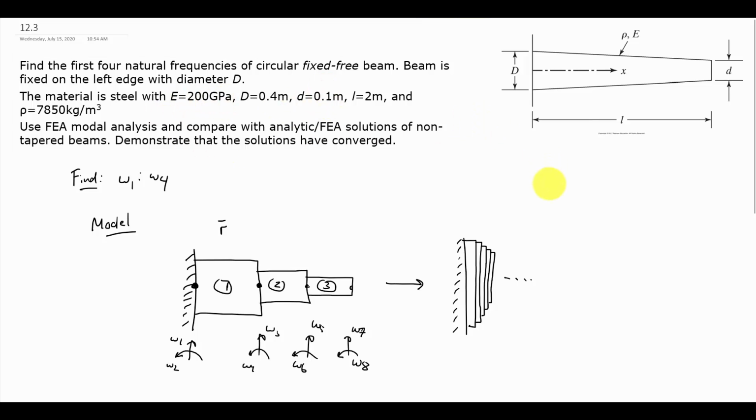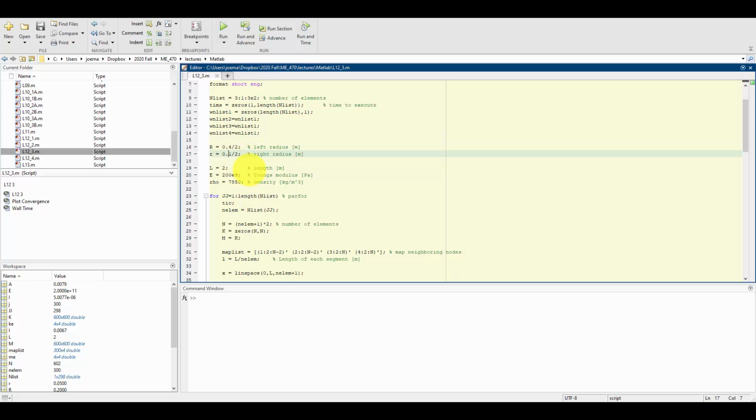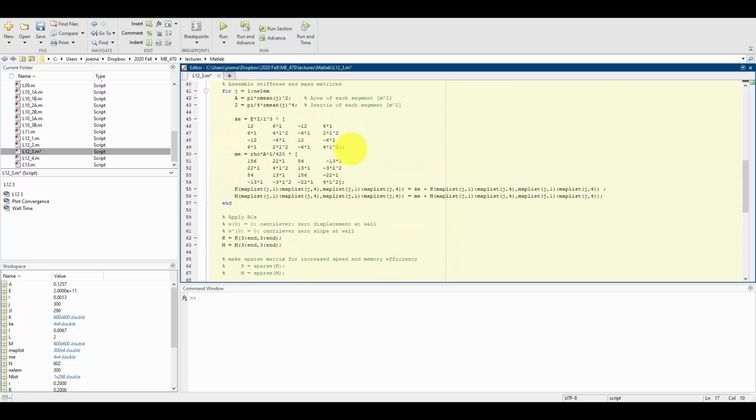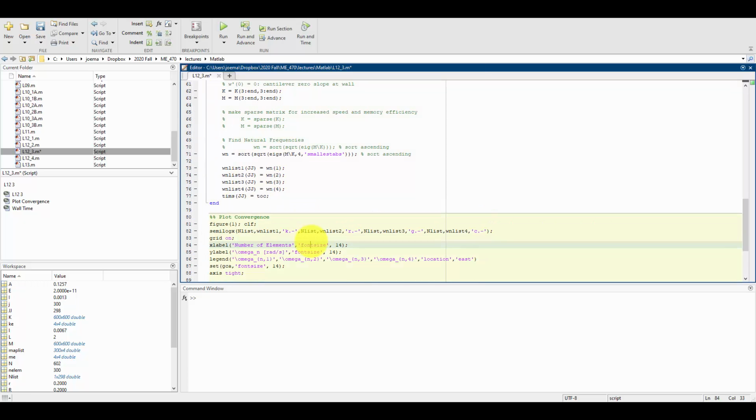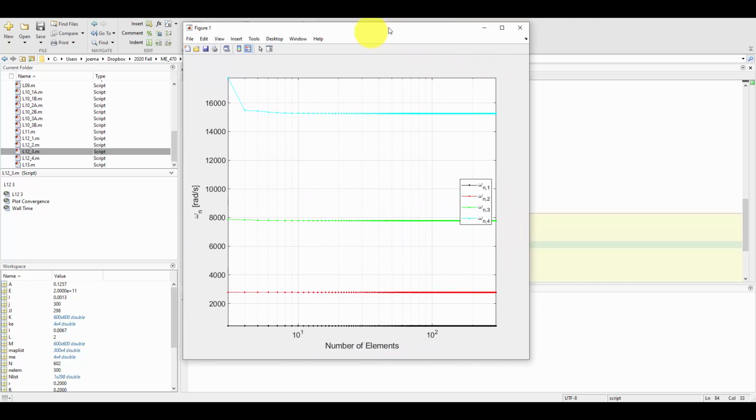So from the FEA, let's just look at some quick results if we treat this as having a constant radius, a constant diameter. So I'm going to change this and say that the radius on the left and the radius on the right are all the same, that there is no taper in this beam, it's a constant radius. And if I run this and I look at my convergence, I'm getting here certainly different results than before, and I can track what these are.